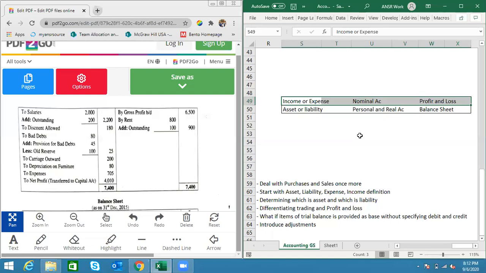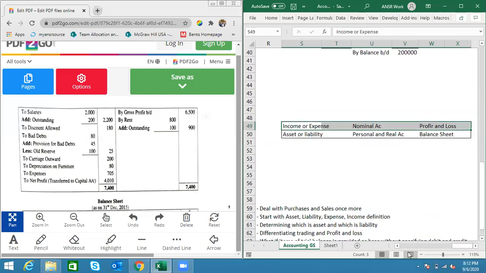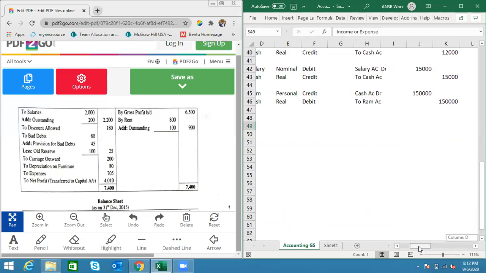If we are taking sales and purchases as nominal accounts, what do you think? What is the sales? Is it an income? Is it an expense? Income. Awesome. And what is a purchase? Expense. Perfect. Now let's go to the entry in which we actually recorded these two.